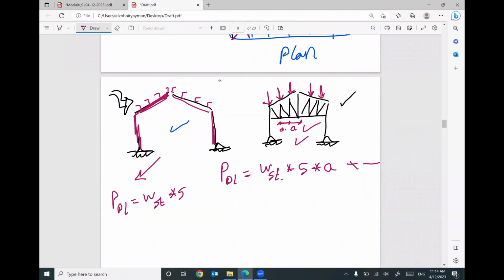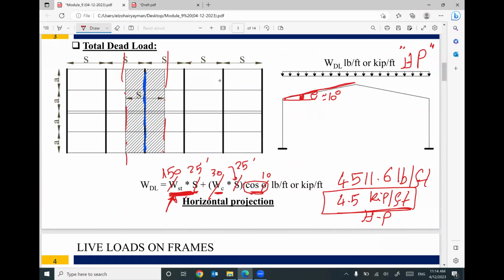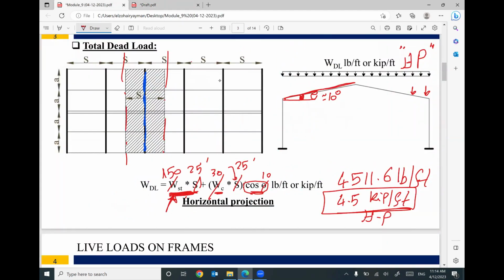But for frame, no, your dead load will be uniform distributed load over the sloped part of your frame. This is the main difference between truss and the frame. This is the first difference between truss and the frame. I will not convert your load to concentrated load on the frame. This is acceptable in truss, but not accepted for frame. This is the reason why I used only S.